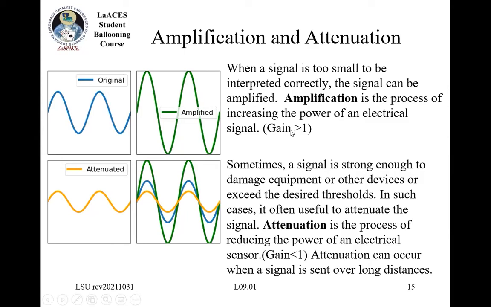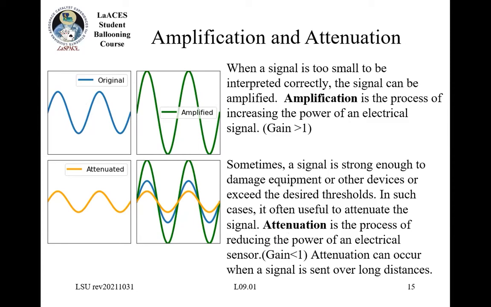But we might also need to make a signal smaller. Perhaps it's a sensor that has a bigger range than whatever we're using to read it out with, or we're worried about possibly causing some damage. In that case, we want to make it smaller, and that's called attenuation, right? We're making the signal smaller. In this case, we mean the gain is between 0 and 1, right? And this is just a generic example of, hey, I have an original signal. I can either make it bigger, or I can make it smaller, right?